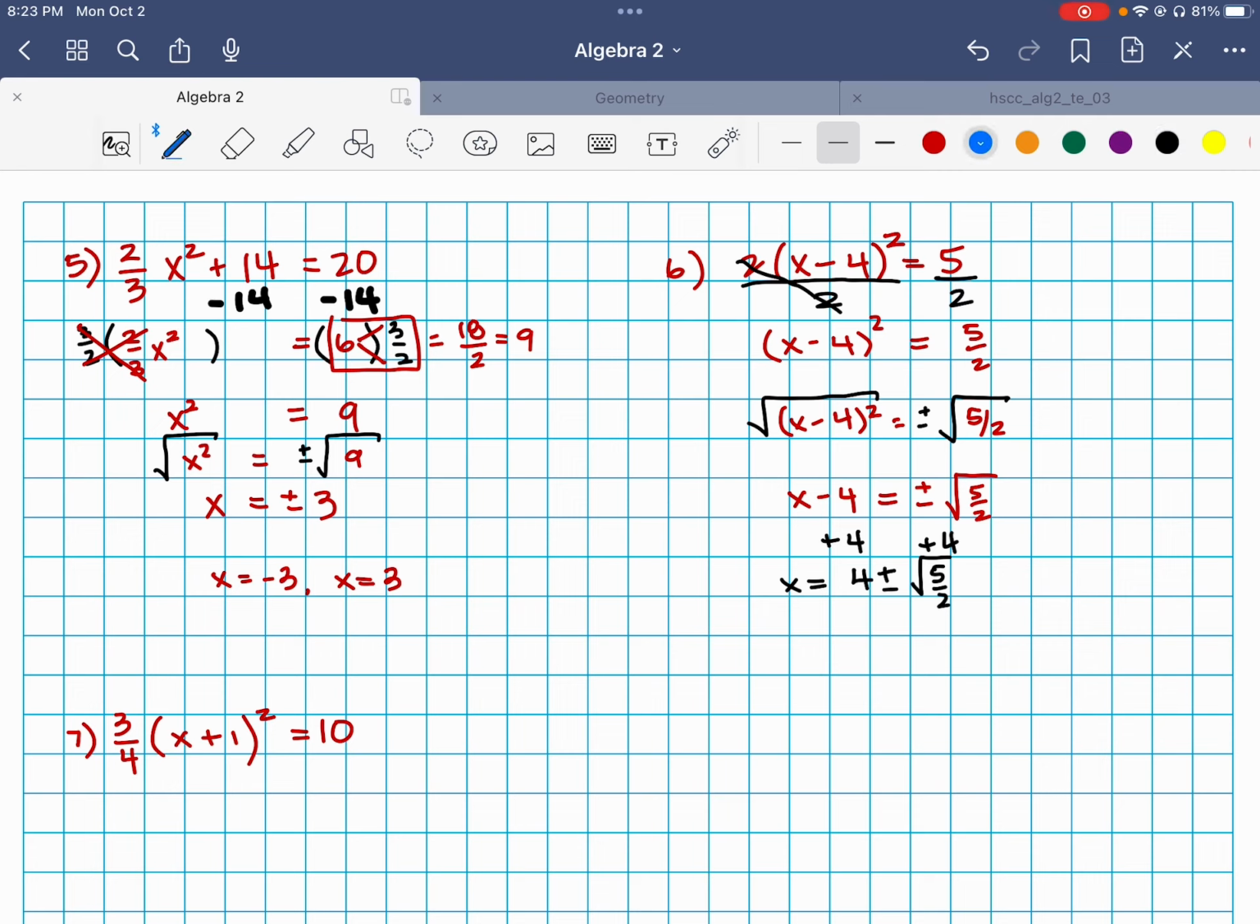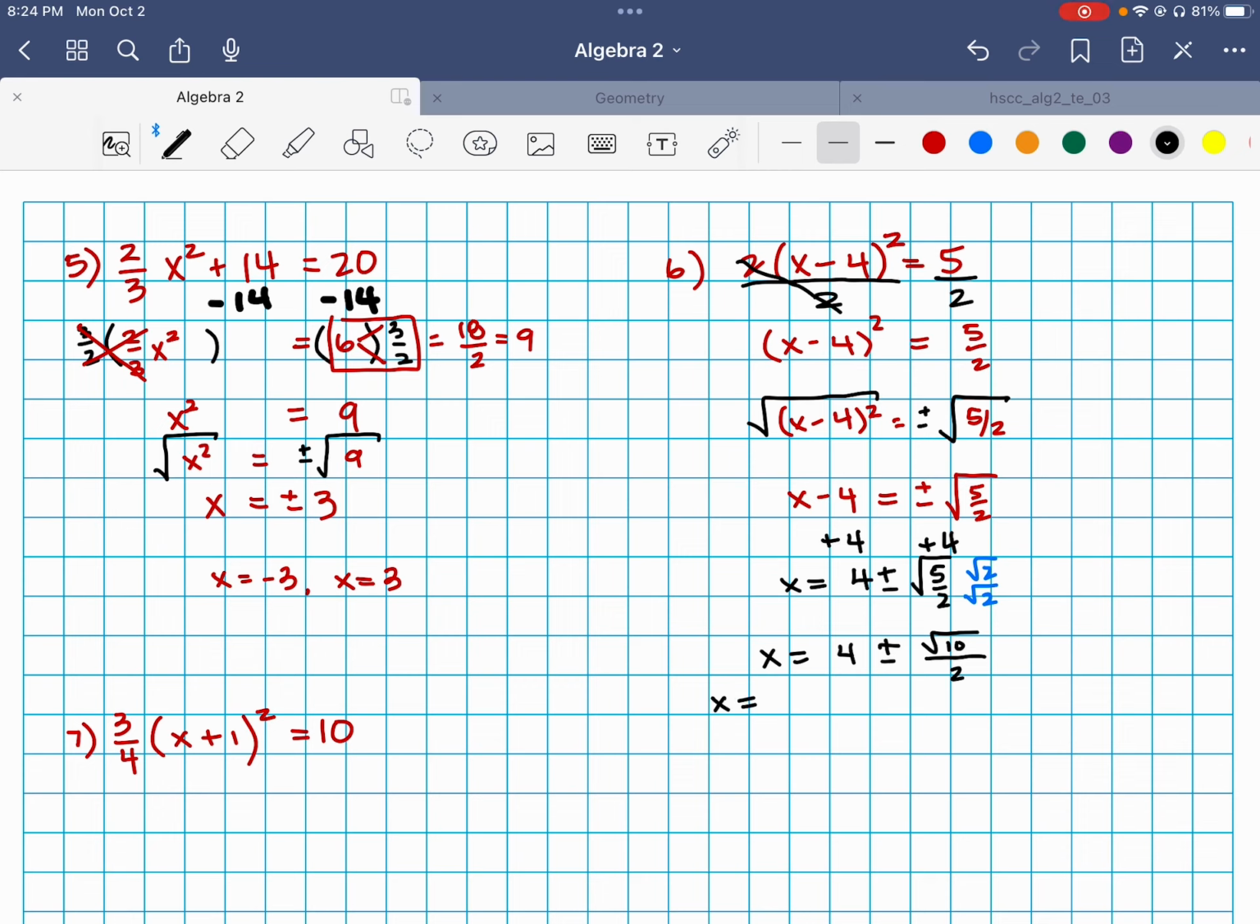We don't need to worry about the 4, so we're going to multiply the bottom by root 2, and we're going to multiply the top by the square root of 2. The result is going to be plus or minus the square root of 10 over the square root of 4. Now, we know that the square root of 4 is 2, and we get rid of the radical in the denominator. Our answer for number 6 is that we have 4 plus the square root of 10 over 2 and 4 minus the square root of 10 over 2.